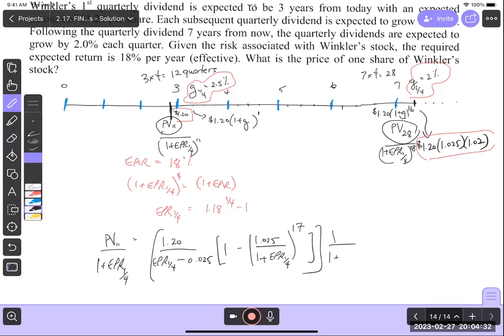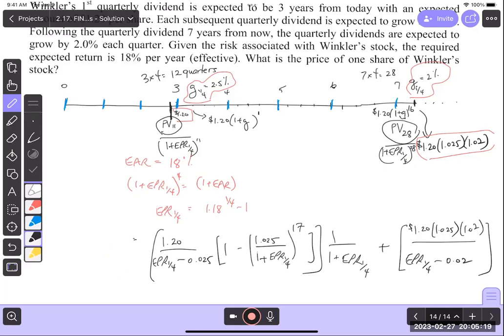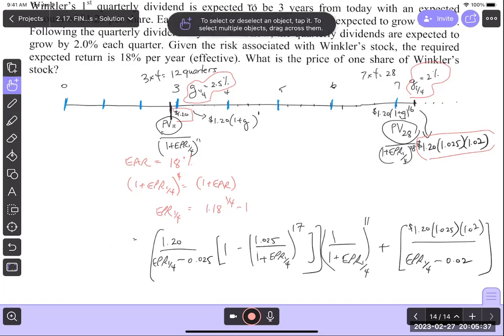So the tough part was drawing the timeline and counting all the parts. I want to see if I got this right in the end too. So now the second part is a growing perpetuity. And so you just got to put the first cash flow, which is the $1.20, 1.025 and 1.02, and I minus G. So I is whatever we find as the quarterly rate, and then G is 0.02. Because it's different, this one needs to be discounted 11 quarters, and the other one needs to be discounted 28 quarters, right? Mm-hmm. Yes.